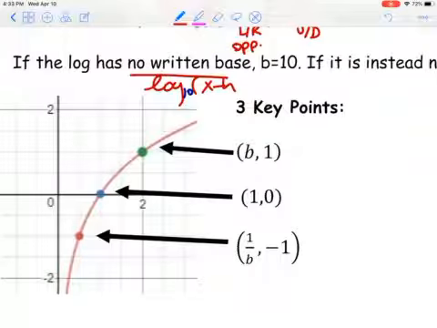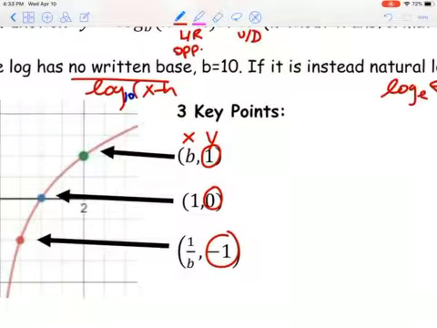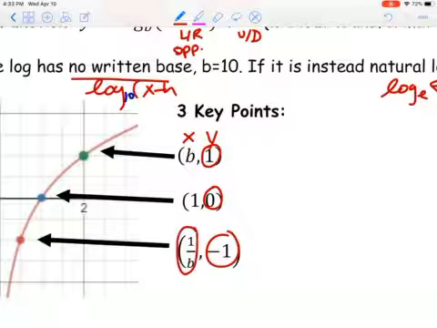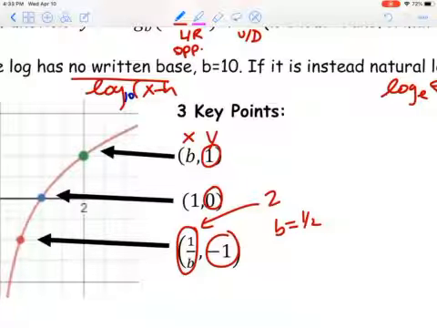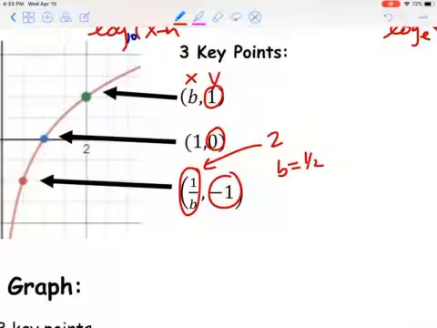For our key points here, the y values are always going to be these 3 numbers, but our x values are going to be changing based on b. Now notice, if that's a fraction and b is, let's say, 1 over 2, this right here becomes 2 over 1 or just 2. Just a heads up. When you flip a fraction, it just makes the whole number there. And you follow the same order as we did before.